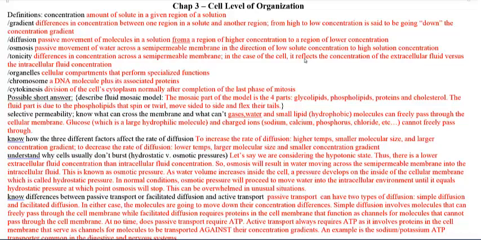So the four parts of the fluid mosaic model, remember what a mosaic is. It's a big picture made out of several small components, and they are glycolipids, phospholipids, proteins, and cholesterol. And what makes it fluid is the activity of the phospholipid molecules, the fact that they can twirl, that they can move side to side, and that they flex their tails.